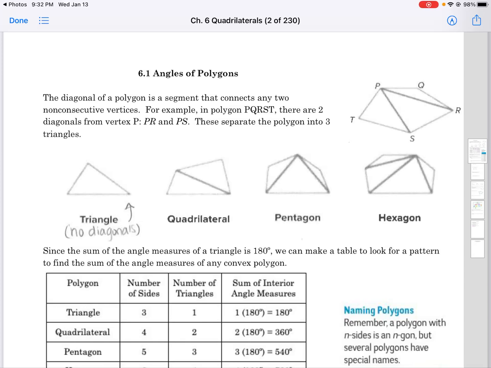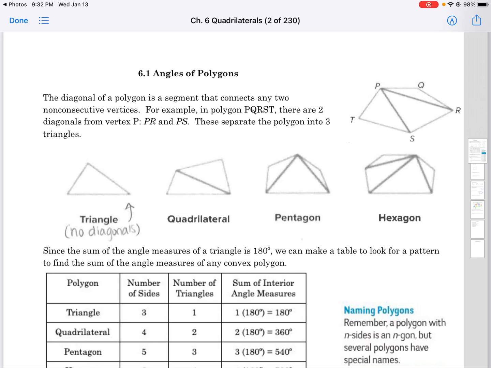6.1 Angles of polygons. The diagonal of a polygon is a segment that connects any two non-consecutive vertices, meaning ones that are not next to each other. For example, in that polygon PQRST, there are two diagonals. If I start at vertex P, I can draw from P to R and from P to S. PQ doesn't work because they're next to each other. PT doesn't work because P and T are next to each other.